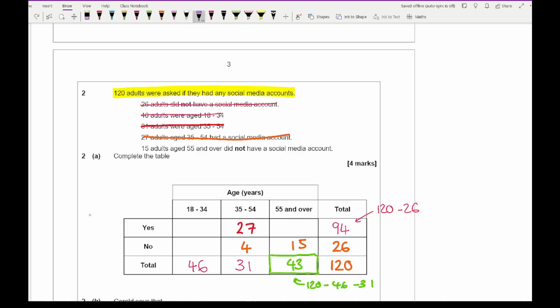So then from this I can work out the missing numbers. It doesn't really matter, you don't have to do it in the order which I'm doing it. So here for this one, if I do 43 take away 15, I get an answer of 28. And then I can work out these two, which is going to be 39 from doing 94, take away 27, take away 28. And then the last one, which is going to be 26, take away 4, take away 15, which gives me an answer of 7.